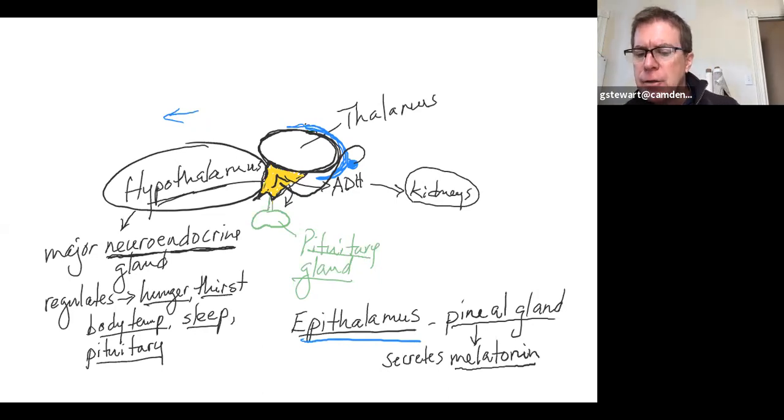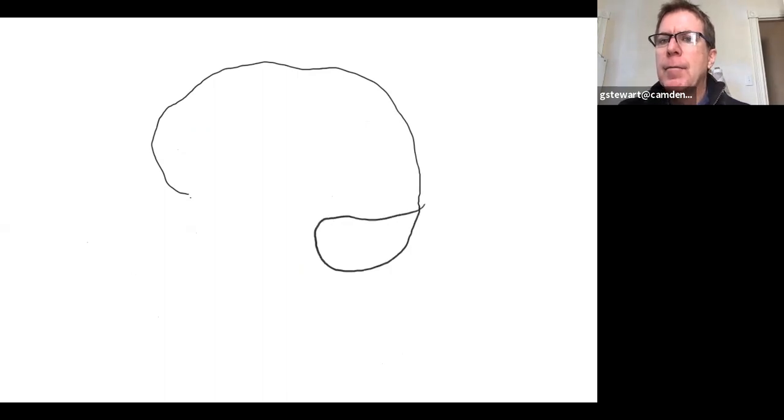Now I'm going to go down into structures of the brain stem. So let's do a new picture. So quickly, here's the brain. Here's the cerebellum. That diencephalon region, I'll color that in blue. Here's the thalamus. Here's the hypothalamus, epithalamus, pituitary gland.